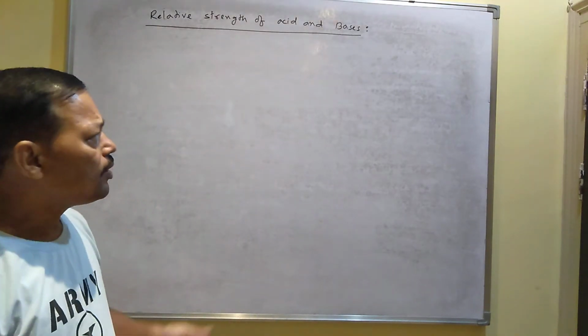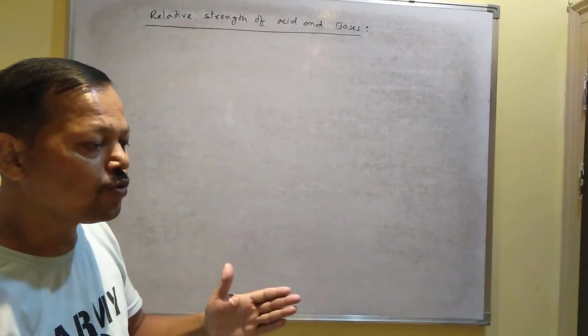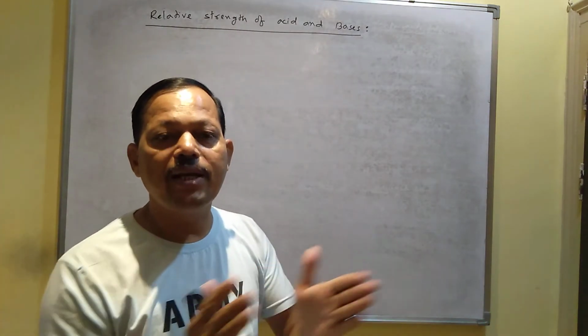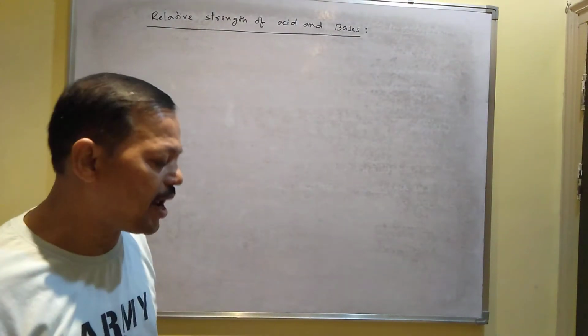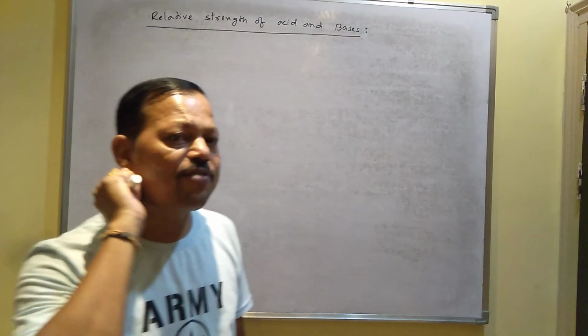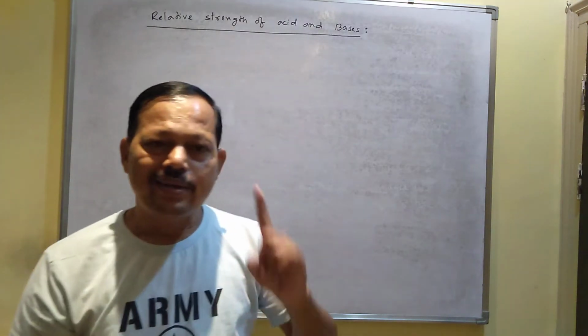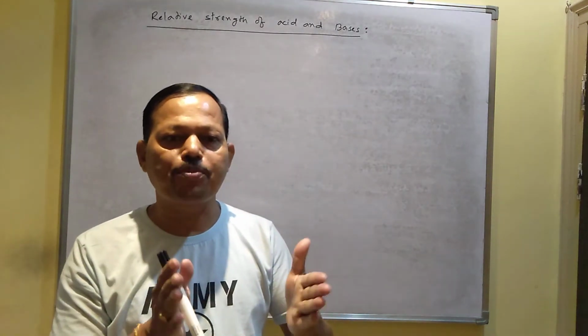Now, how to find out who is stronger, who is weaker, or who will be more strong, who will be less strong? If you want to find out that, then you have to know about this relative strength. Now, to find out the relative strength, first you have to know that an acid is said to be a strong acid which can release the H plus ion more easily.